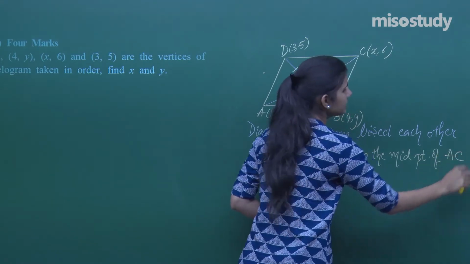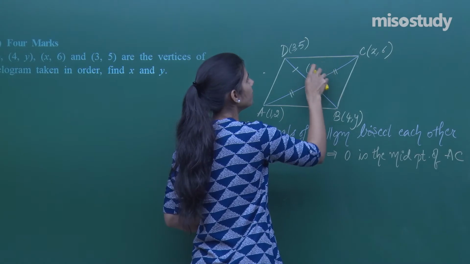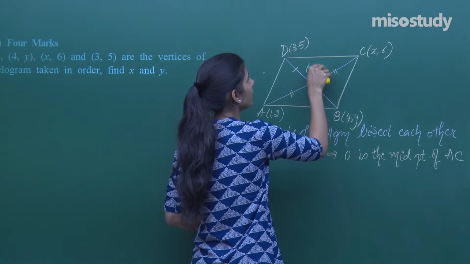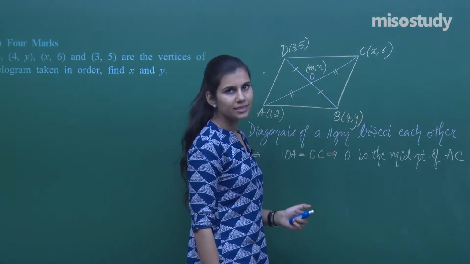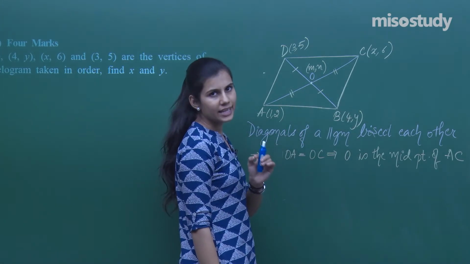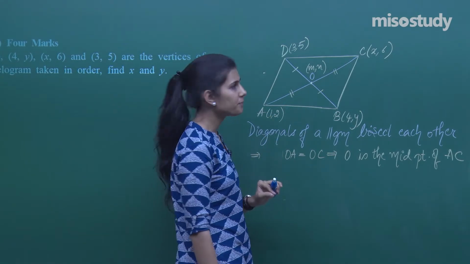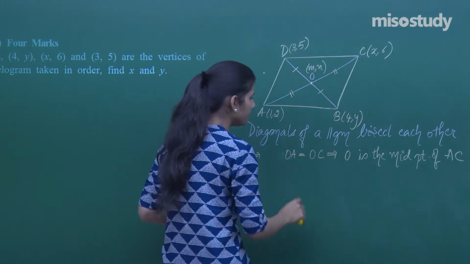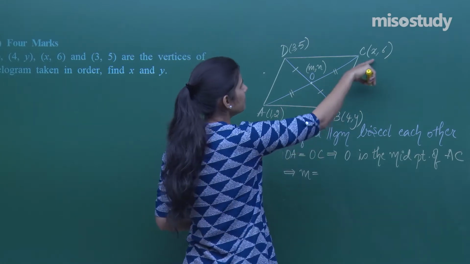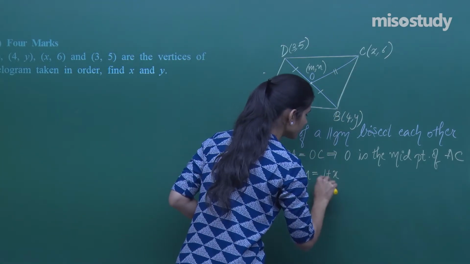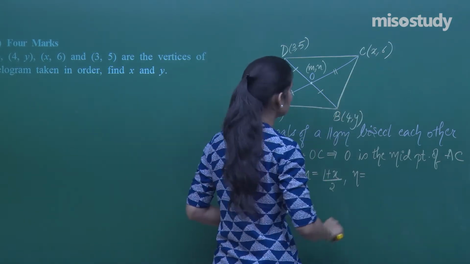of AC. If O is the midpoint of AC, let the coordinates of O be m comma n. Okay? If O is midpoint of AC, by the section formula, for a particular case of computing the coordinates of midpoint, I can compute the coordinates of O. So x coordinate of O will be 1 plus x divided by 2, and y coordinate of O would be 2 plus 6 divided by 2.